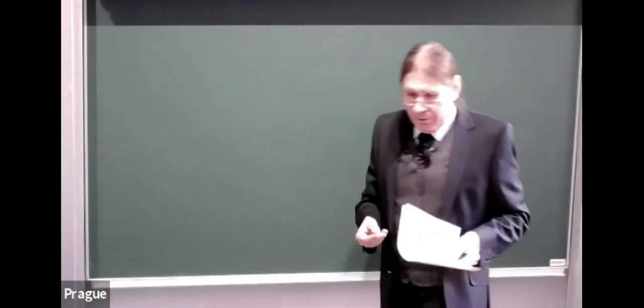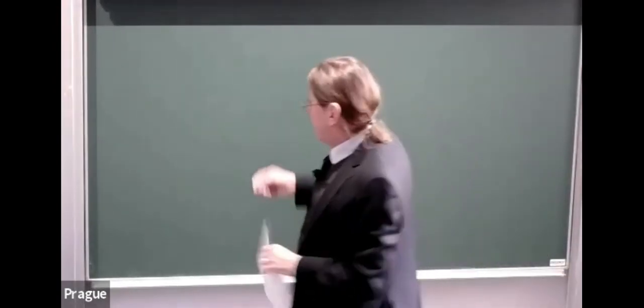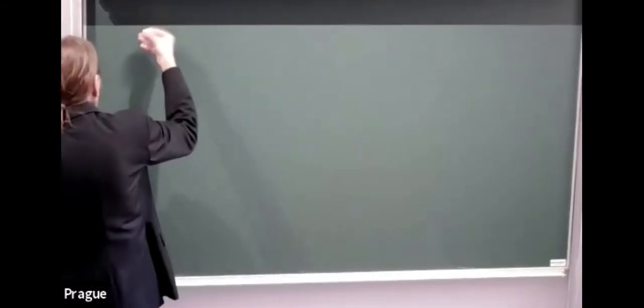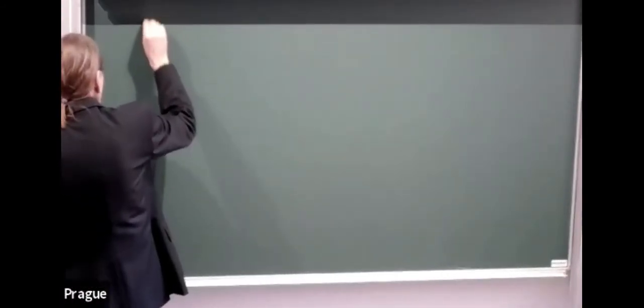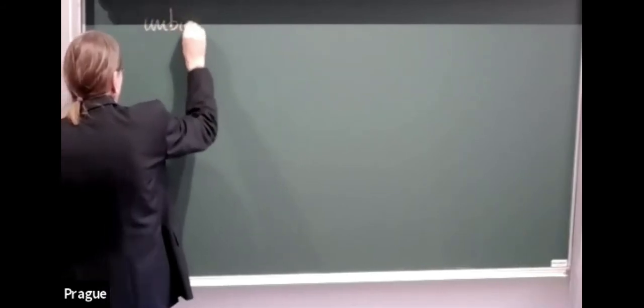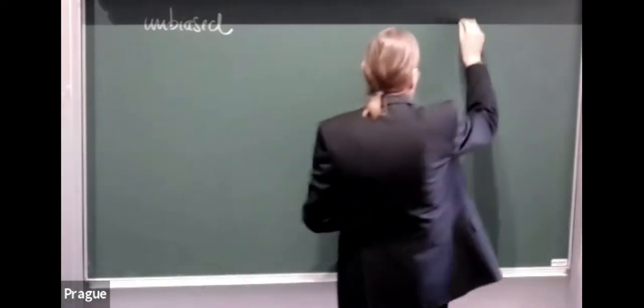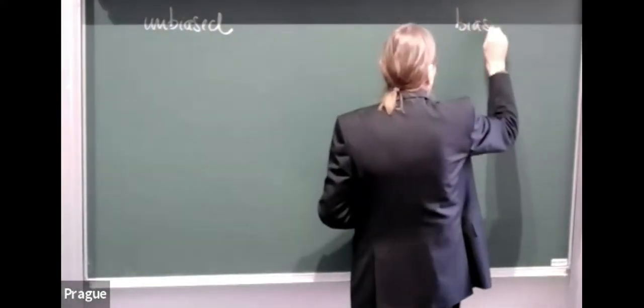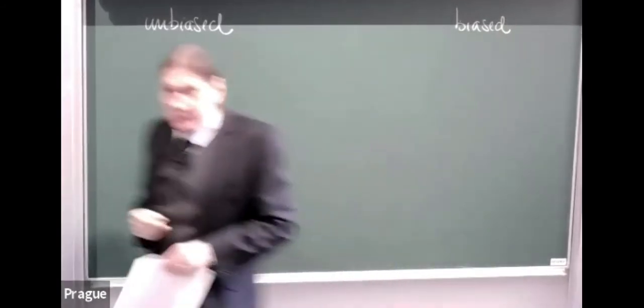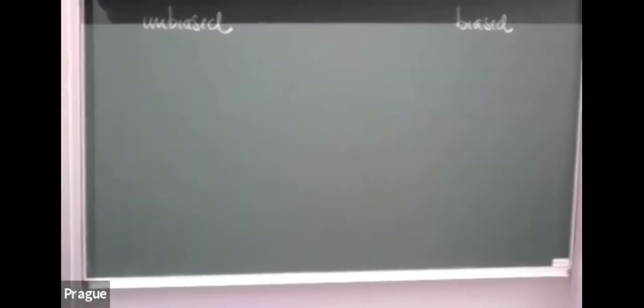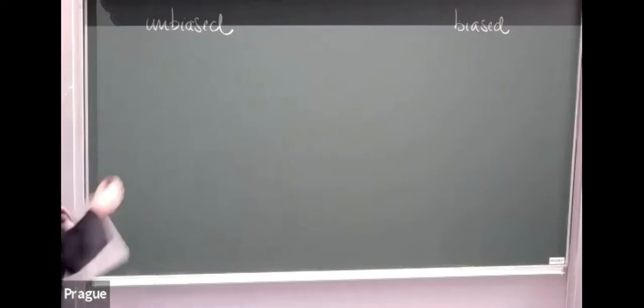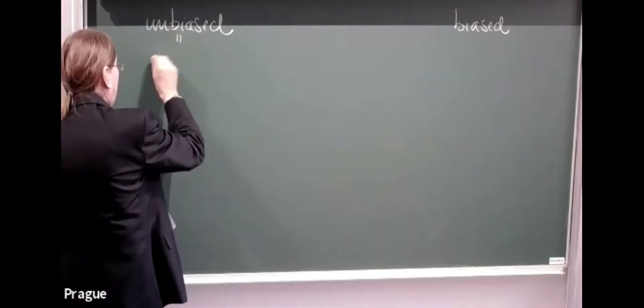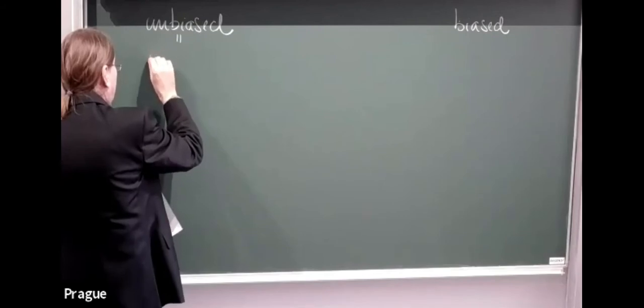So I'm going to use two kinds of definition. The first is the unbiased type of definition, and the other one is biased. Again, this terminology is not due to me. I got it from Lester, and I believe it will become clear what I mean by unbiased and by biased. So unbiased for me means more or less the same as monadic.